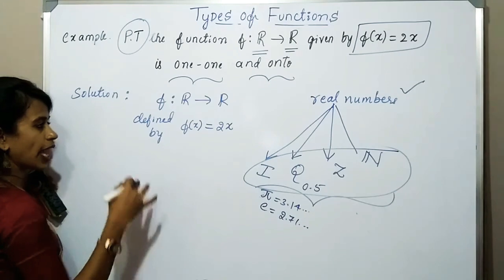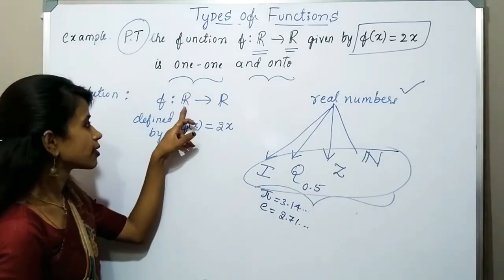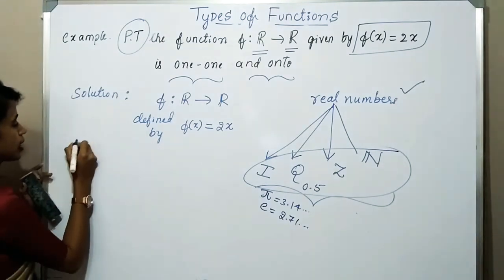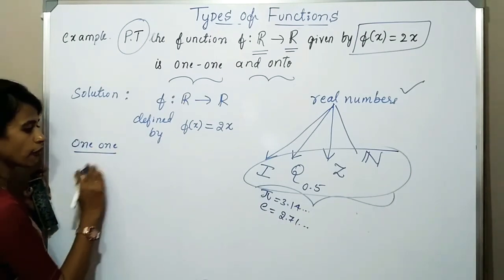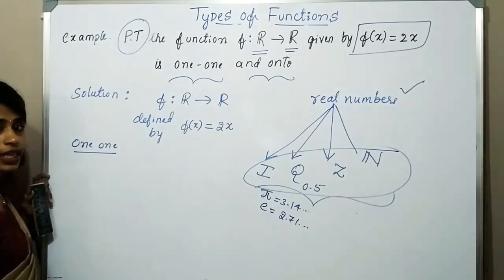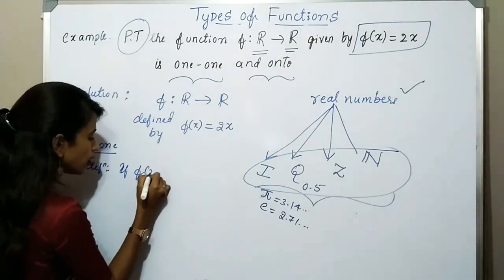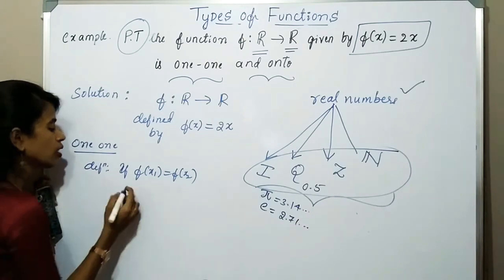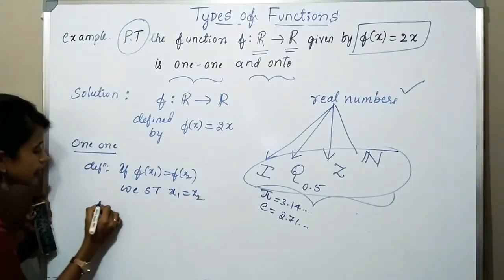In the previous example, we had the same question, but in place of real numbers we had natural numbers. But here, in place of natural numbers, we have the real numbers. Okay. So first start with one-one. To be one-one, what is the definition of one-one? If f of x1 is equal to f of x2, it implies x1 must be equal to x2. You can take x and y in place of x1, x2. We show that x1 is equal to x2.